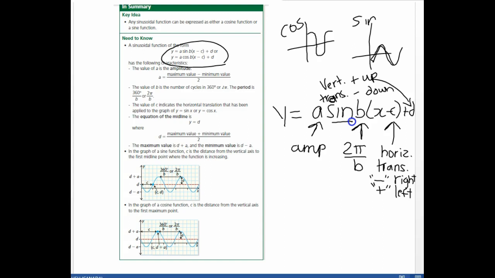Okay, so I said the period length is either 360 divided by b or 2 pi divided by b, because 360 and 2 pi mean the same thing. It's a full cycle. The value of c indicates the horizontal translation, so that's what I said. The equation of the midline is y equals d. So remember we said what the midline was. You take your max value, you add your min, and you divide them.